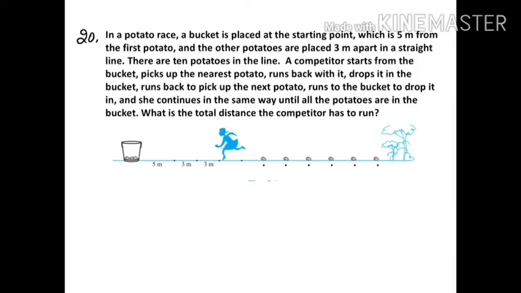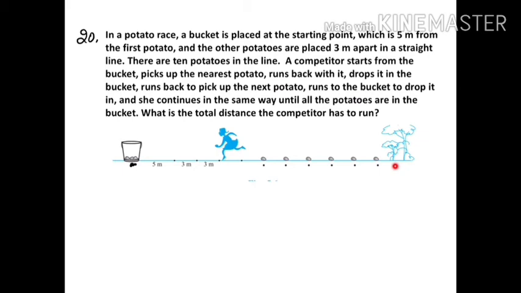Question number 20. In a potato race, a bucket is placed at the starting point, which is 5 meters from the first potato. This is the starting point. The first potato is over here and it is 5 meters from the bucket, and the other potatoes are placed 3 meters apart in a straight line. There are 10 potatoes in the line.